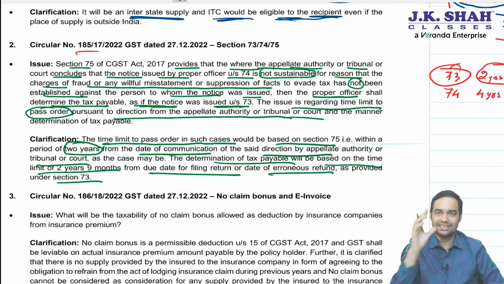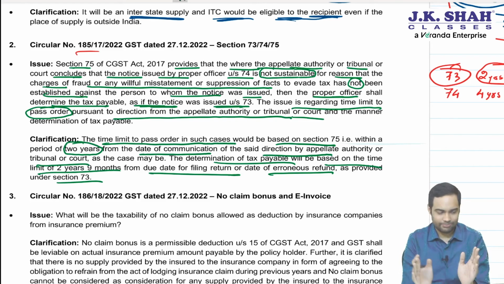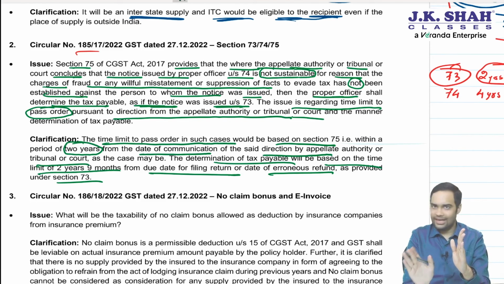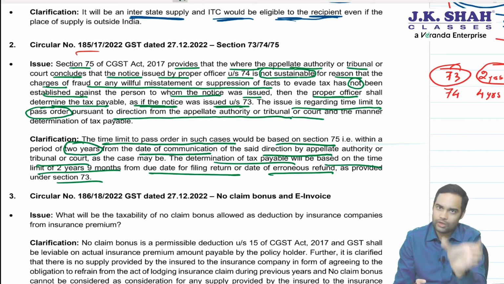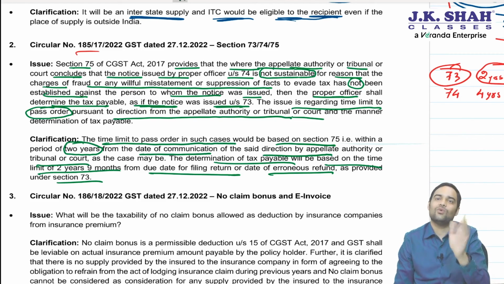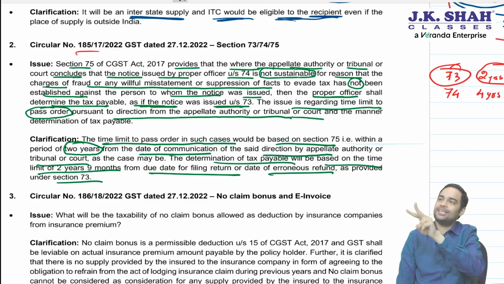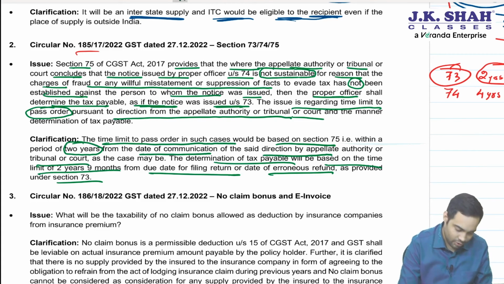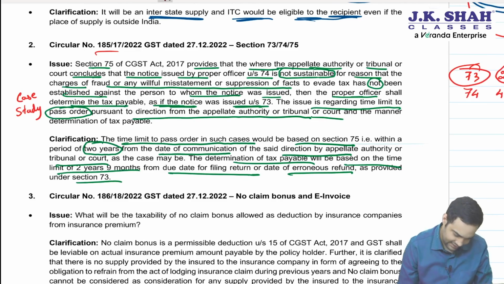So we know the period. It's just that what is the time limit to pass an order under 73 once you receive the direction from the court, appellate tribunal or appellate authority. Clear with this? So to sum up, 74 notice issued, invalid, court said invalid, court gave it back to you, it is valid for 73. 73, you know for what period it will be. Now the question is, in what time should you pass the final order? The order should be passed within 2 years from the date when you receive the direction from the appellate authority, appellate tribunal or court. Mark it as important for case study. Case study.